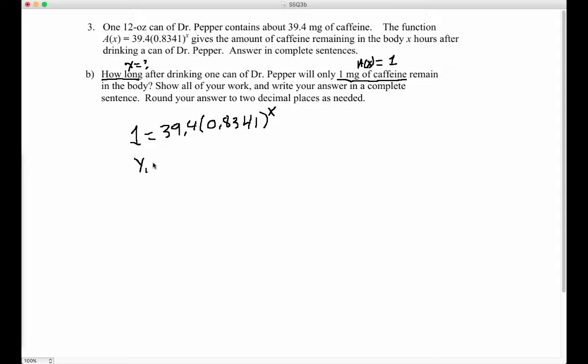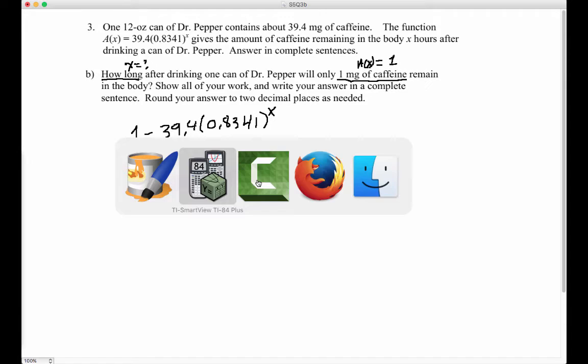I'm going to set y1 equal to 1, and then we'll go into y2 and we'll set that equal to 39.4 times 0.8341 raised to the x power, and we will use the intersect routine to see if we can find the point of intersection. So let's go ahead and get the calculator back up here.